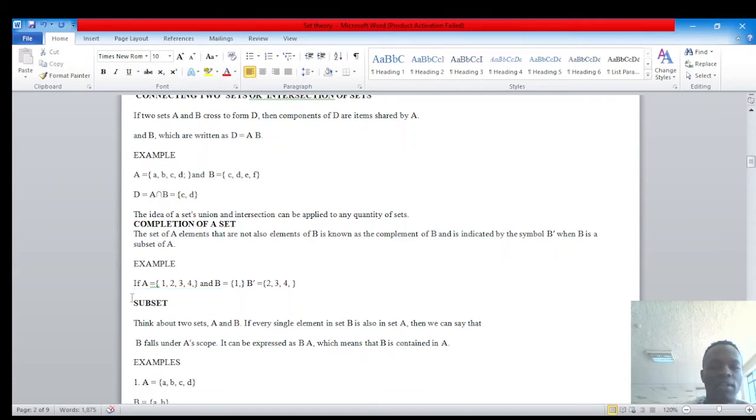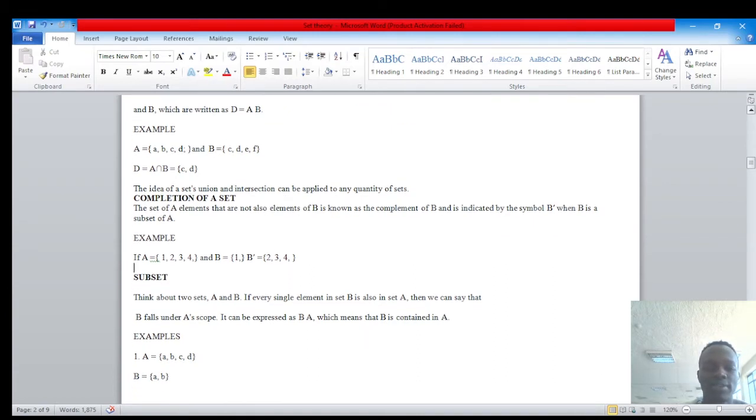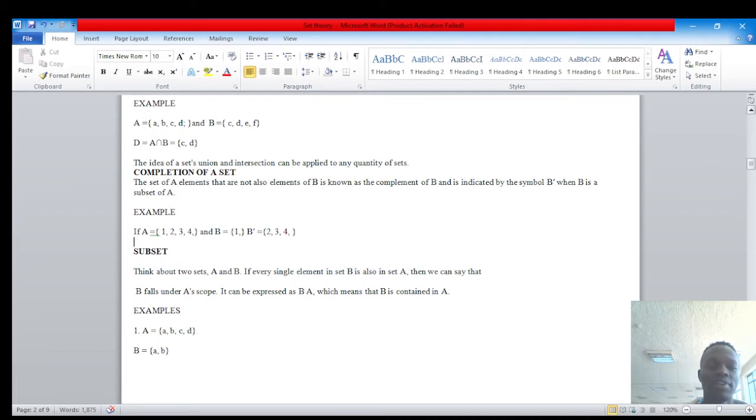So we're continuing with the class. Let us look at what a subset is. A subset is formed from a set. So a subset is a division of a set. For example, think of two sets A and B. If every single element in set B is also in set A, then we can say that B falls under set A's scope. It can be expressed as B ⊆ A, which means that set B is contained in A.